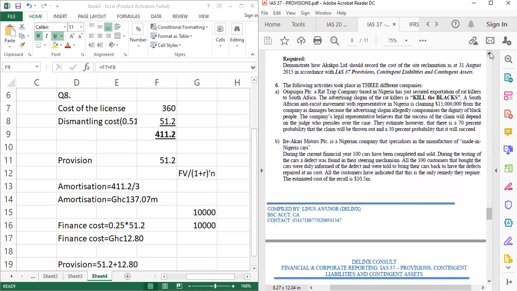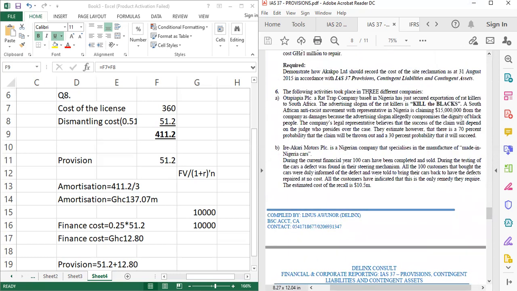Okay, let's take them one by one. The following activities took place in 3 different companies. Otapiapia, a rat trap company based in Nigeria, has just secured exportation of rat killers to South Africa. The advertising slogan of the rat killers is "Kill the Blacks." A South African anti-racist movement with representative in Nigeria is claiming 15 million from the company as damages because the advertising slogan allegedly compromised the dignity of Black people.